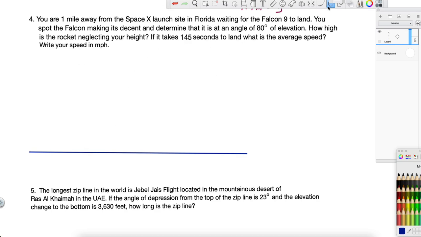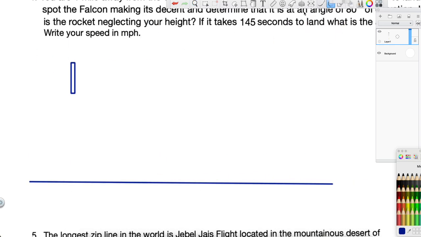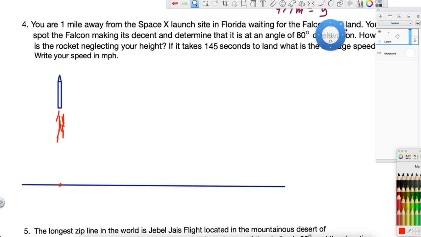I'm sure you guys have seen this rocket, right? It lands the same way as it takes off, right? And it's got a whole bunch of fire coming down here, and it's going to land right here on the landing zone, right there. There's a bullseye. And so you are a mile away, and you're looking at an angle of 80 degrees. So the angle is quite steep, right?